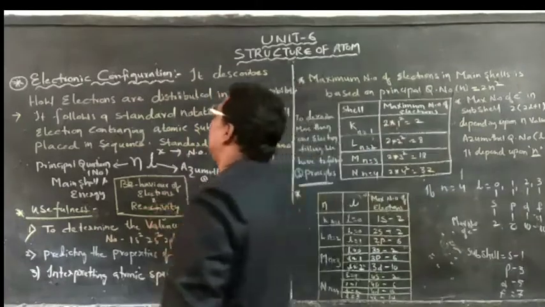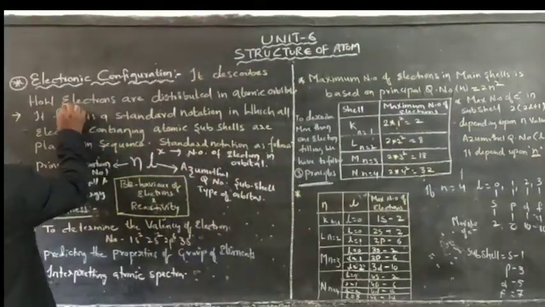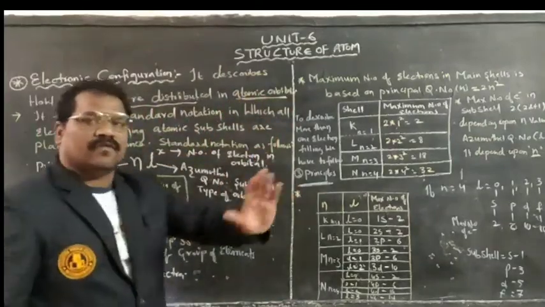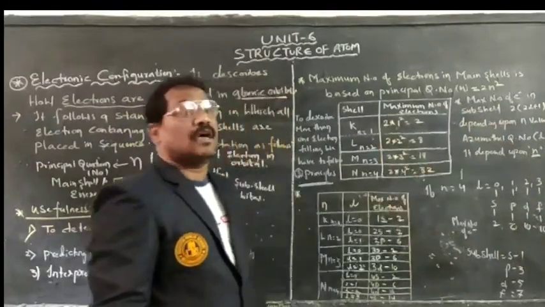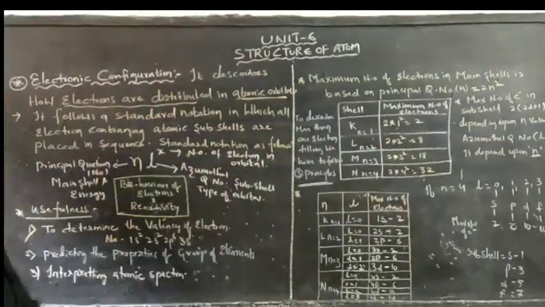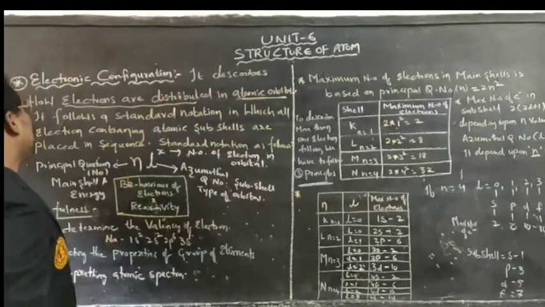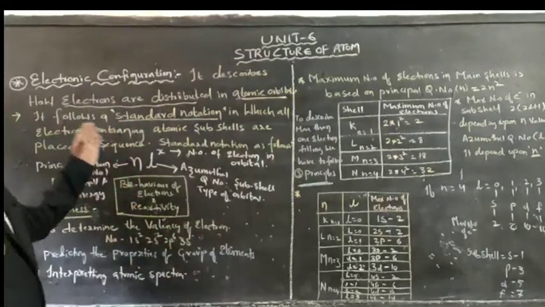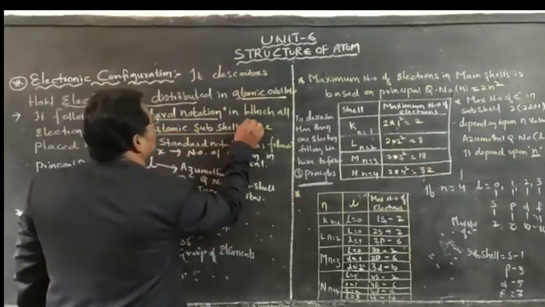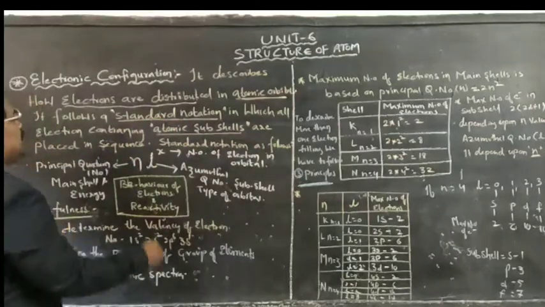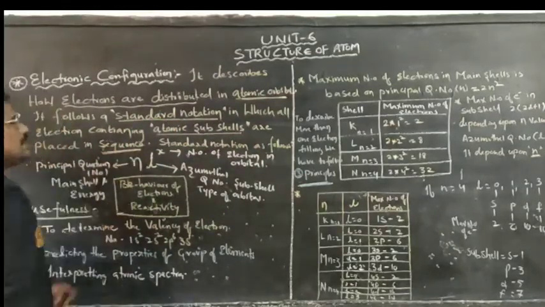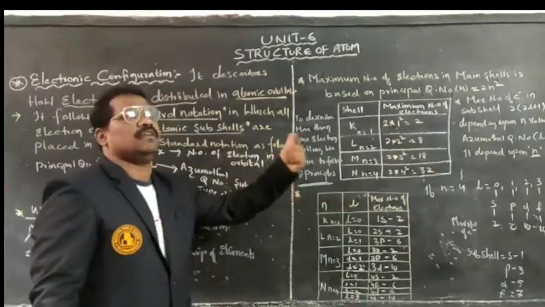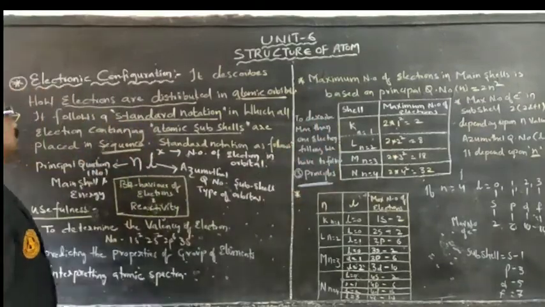It describes how electrons are distributed within atomic orbitals. It also follows a standard notation in which the electron-containing atomic subshells are placed in sequence, in order, one after the other.